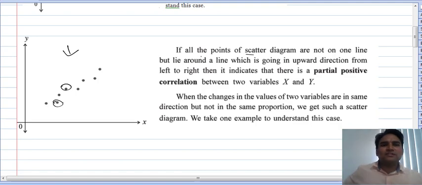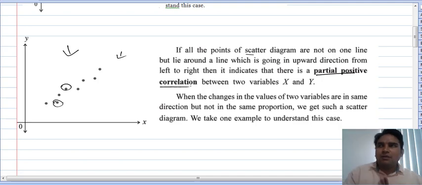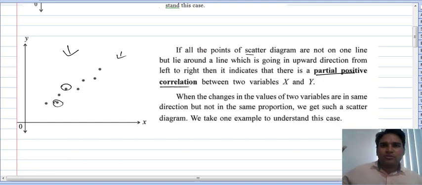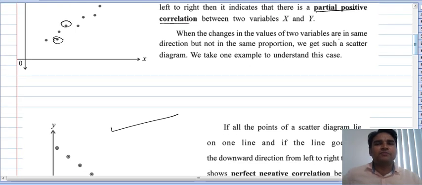So whenever you see this kind of diagram, it indicates what? Partial positive correlation. Meaning the dots are going upward from left to right, but they are not on the line. So it indicates partial positive correlation. If all the points of scatter diagram are not on one line but lie around the line which is going upward from left to right, then it indicates there is a partial positive correlation between variable x and y.